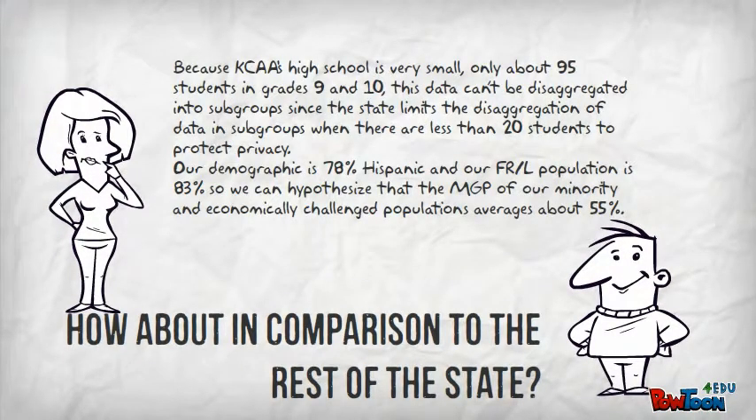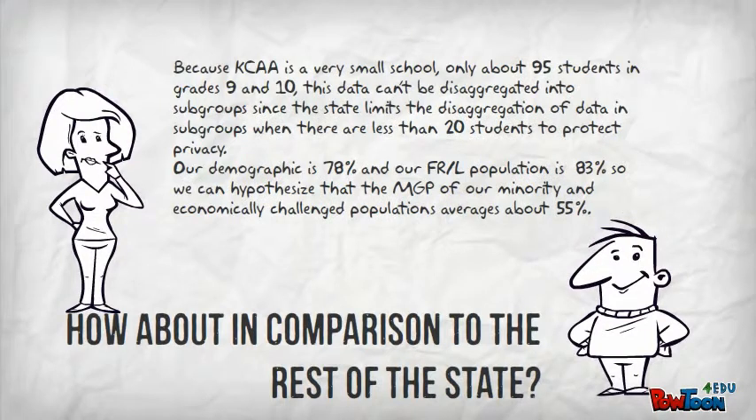KCAA is a very small school with only about 95 students in grades 9 and 10. This data can't be disaggregated into subgroups since the state limits disaggregation when there are less than 20 students. Our demographic is 78% Hispanic and our free and reduced lunch population is 83%. So we can hypothesize that the MGP of our minority and economically challenged students averages about 55%.